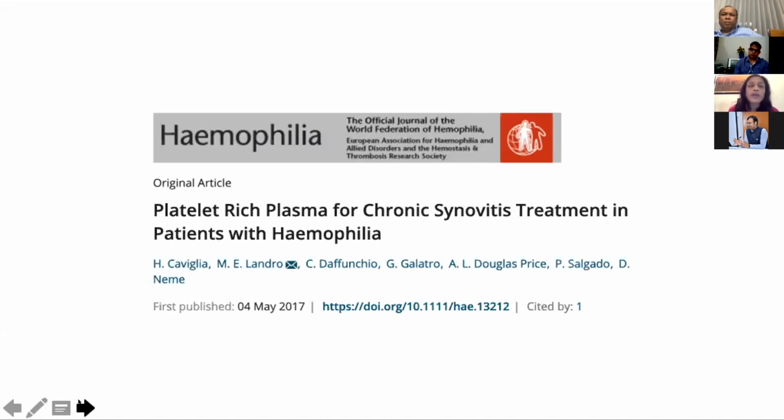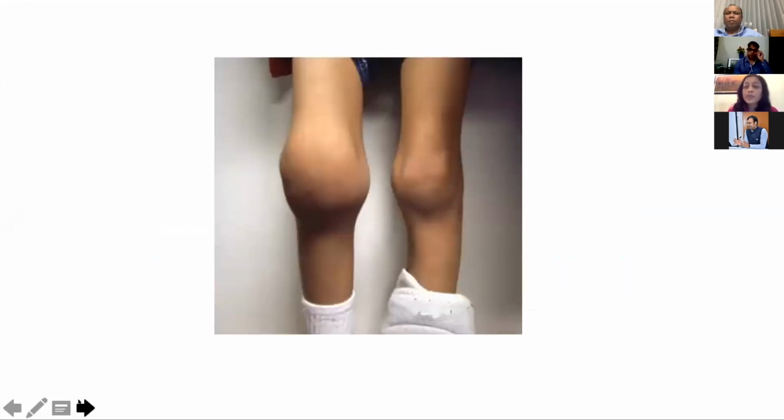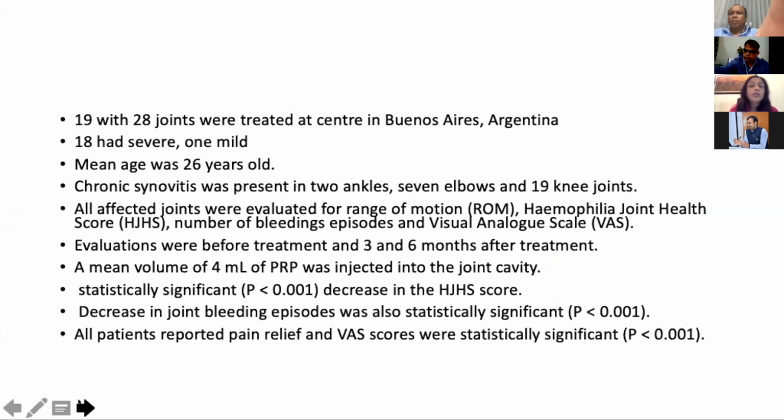Initially, I looked for where PRP may be used in patients who had more synovitis than we see in orthopedic patients. So we looked at the hemophilia literature, where PRP has been used a lot for chronic synovitis. Patients with hemophilia who have recurrent bleeds have huge effusions composed of blood, a lot of degradation in their cartilage, and a lot of disability as a result. I looked at a paper from Buenos Aires, where the patients were treated with PRP injections. It not only improved their synovitis and their hemophilia joint health scores, and VAS scores, but also decreased the joint bleeding episodes.